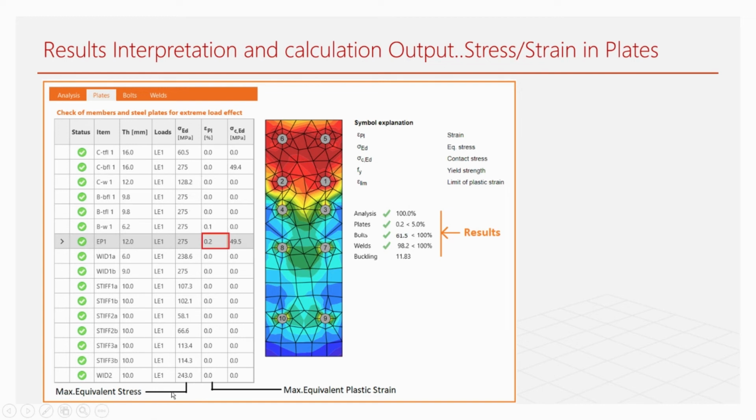This is particularly the maximum equivalent stress reported here. You can see in our case it is not exceeding 275, which is the grade of our steel. Here the equivalent plastic strain, which we have seen here, is 0.2 maximum. This particular one is a contact stress, and this contact stress is just around the bolt, which is also not exceeding. So this is how the plate results are interpreted in Idea Statica.